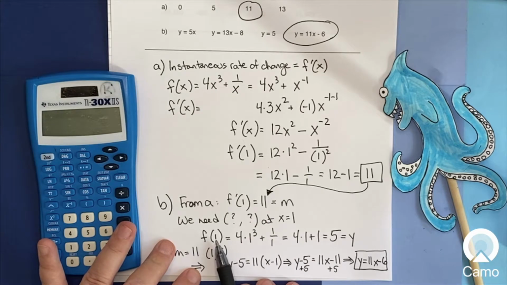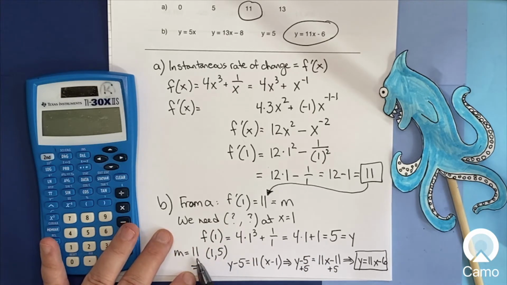We plug 1 into the function to find the y value, because y is equal to f, not f prime, f. And then I've got a point: when x is 1, y is 5, and we know the slope is 11, so I can create an equation of a line from that.